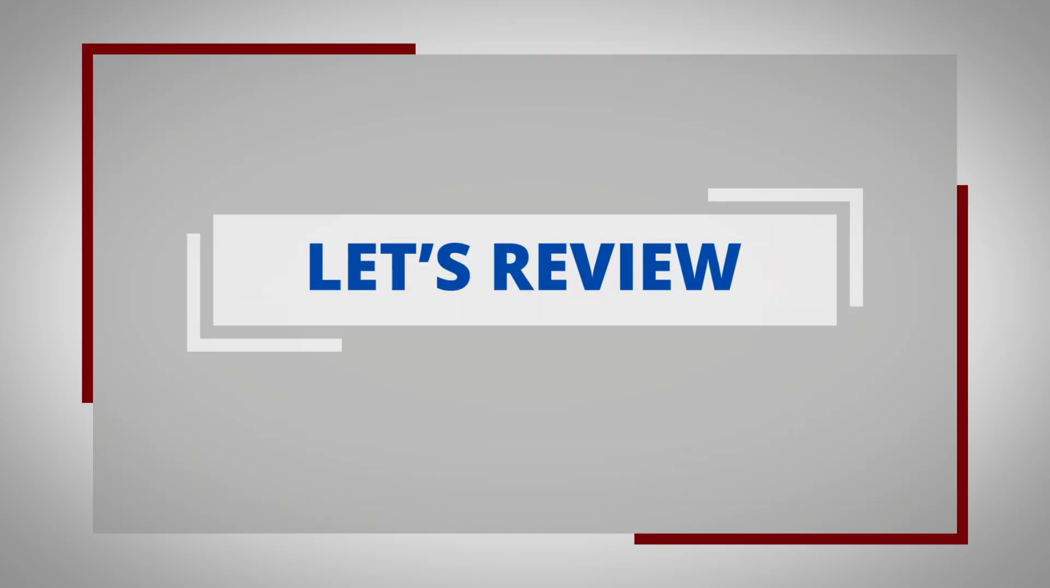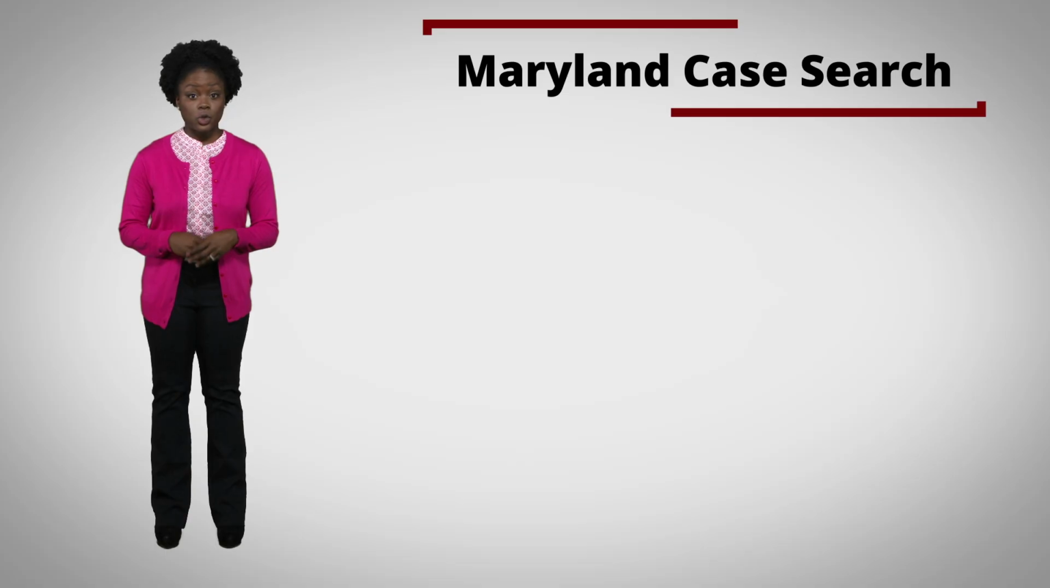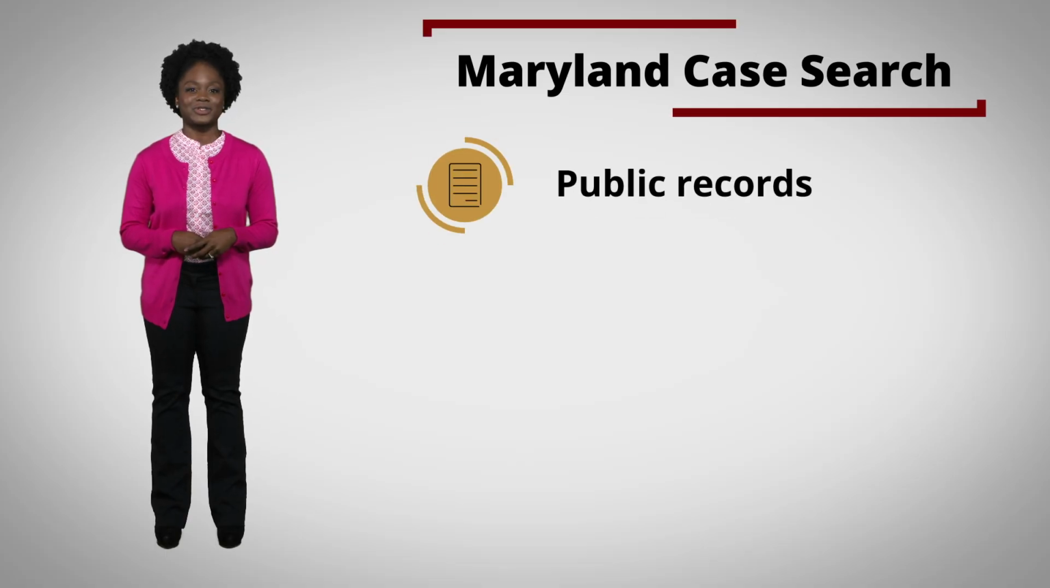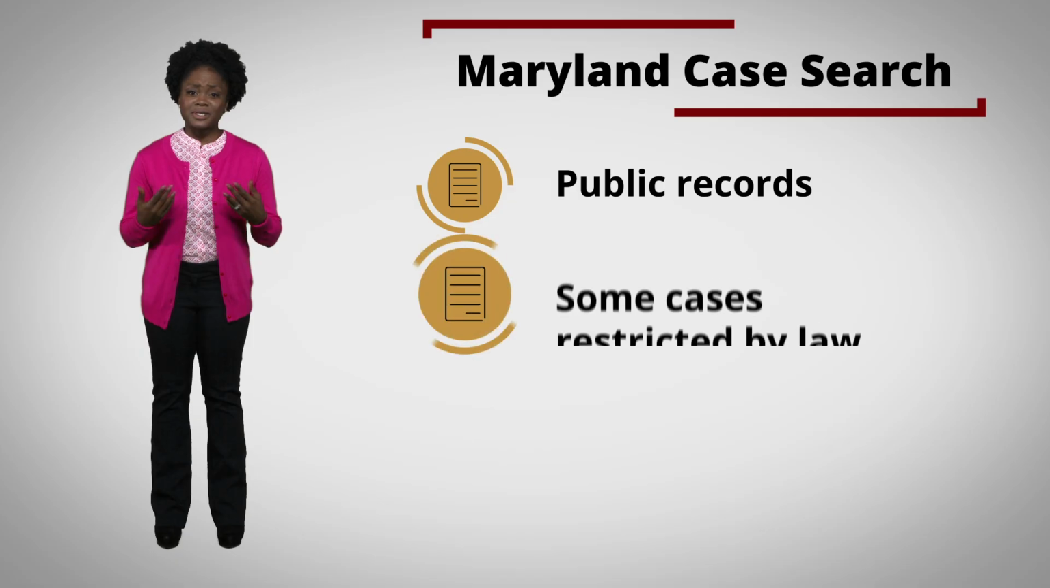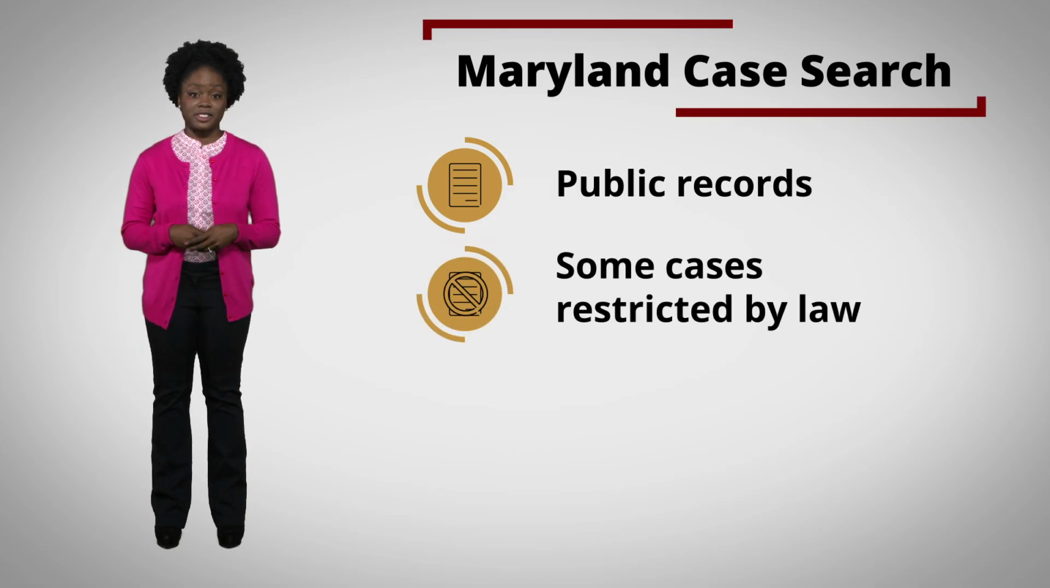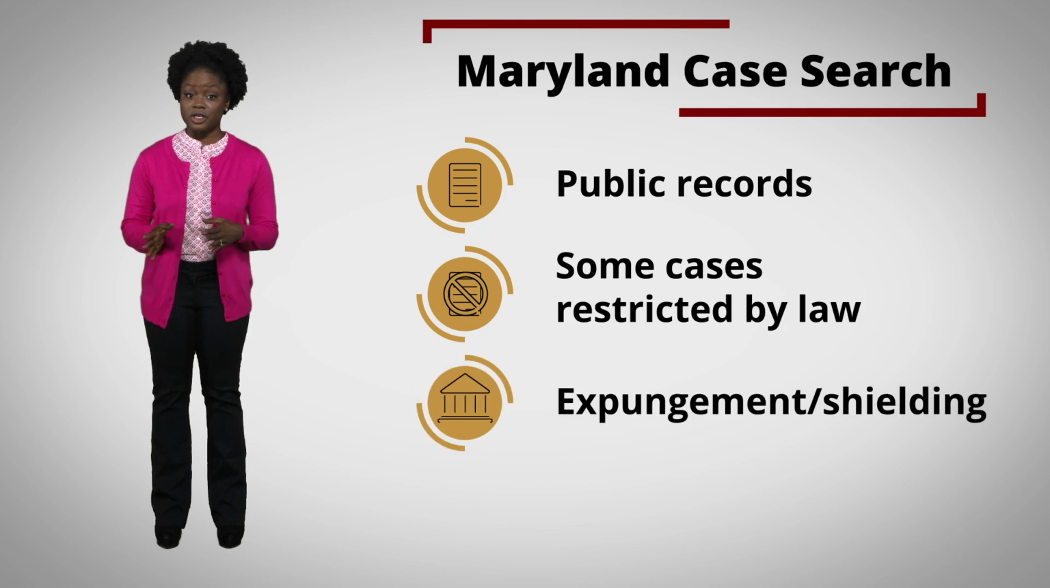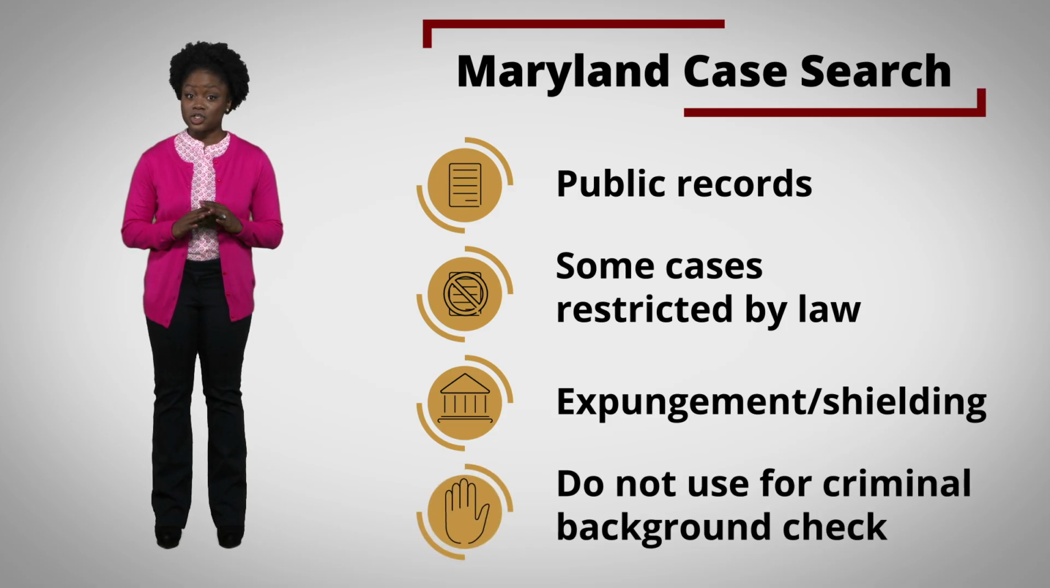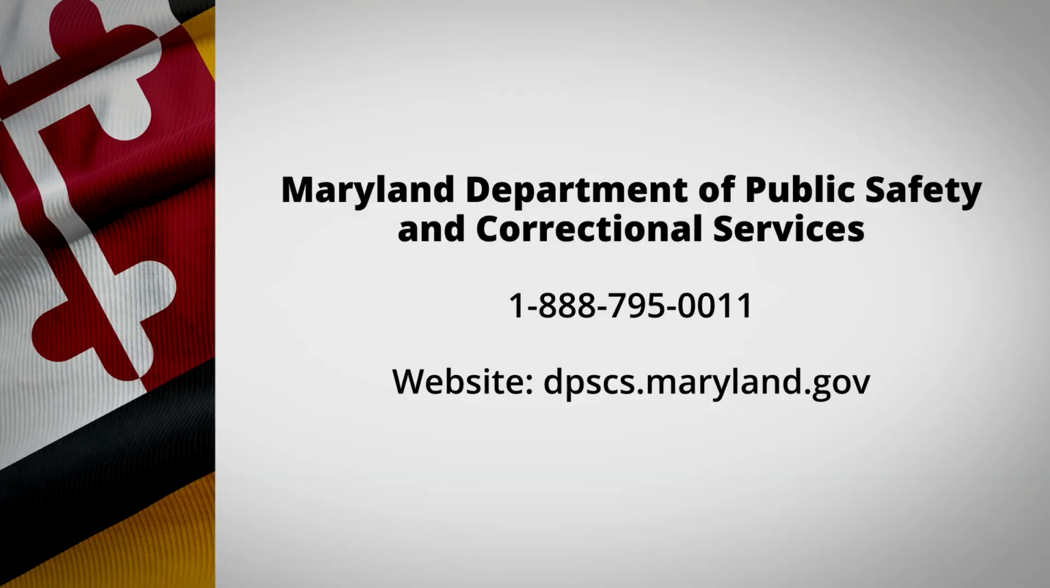Let's review. Maryland Case Search will allow you to view a summary of court records. It is open to the public, but some information and types of cases will not appear if restricted by law. Expungement and shielding are the two main ways that you can ask the court to remove records from Case Search. And finally, Case Search should not be used for a criminal background check. To request a criminal background check, contact the Maryland Department of Public Safety and Correctional Services.